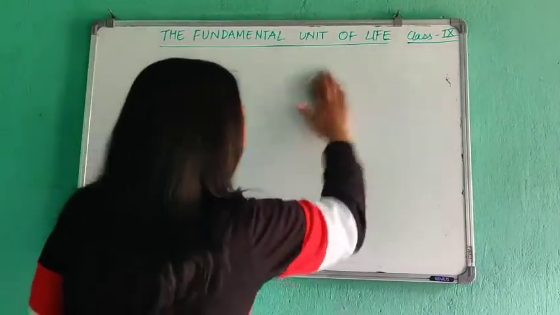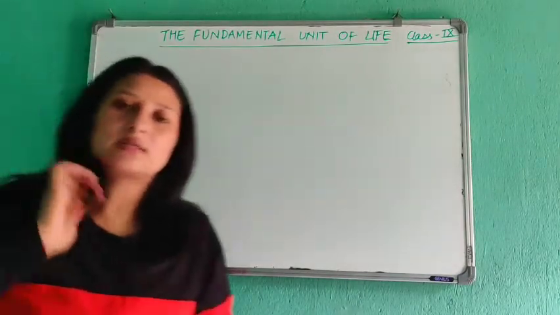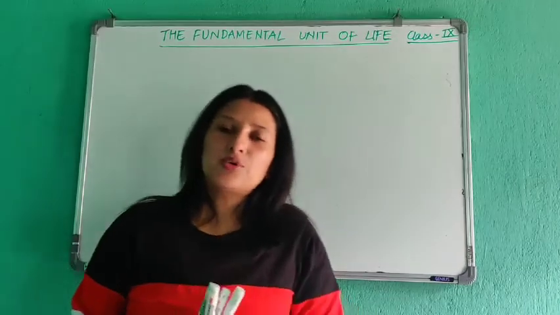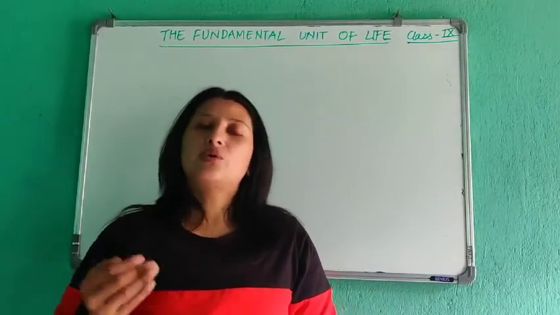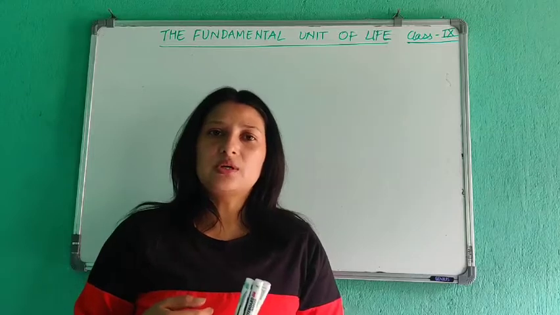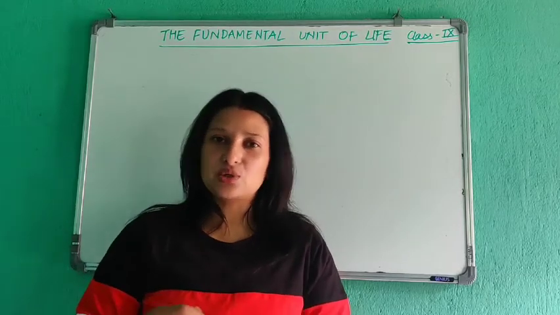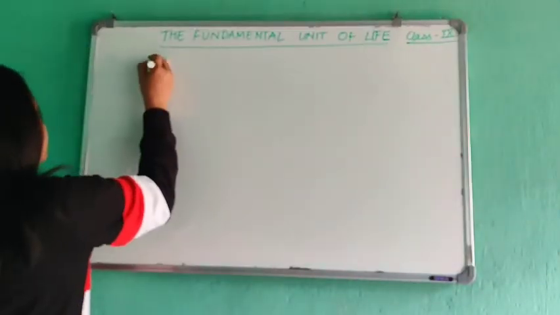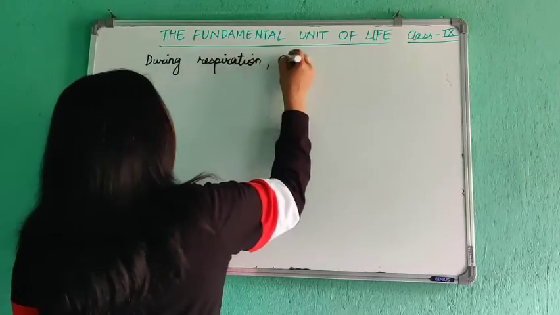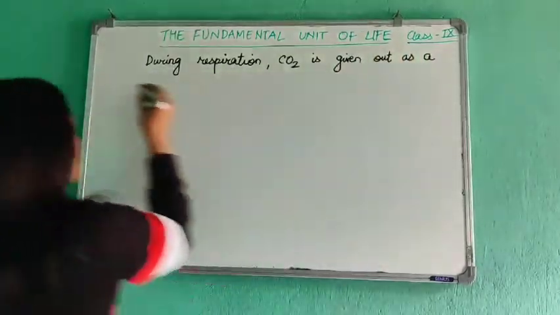So during respiration what happens? Carbon dioxide is given out. That carbon dioxide is a waste product. I hope you remember respiration. In respiration, breakdown of food takes place with the help of oxygen. Glucose is broken down using oxygen, and then water, carbon dioxide, energy and a certain amount of heat are also released. So during respiration carbon dioxide is given out as a waste product.